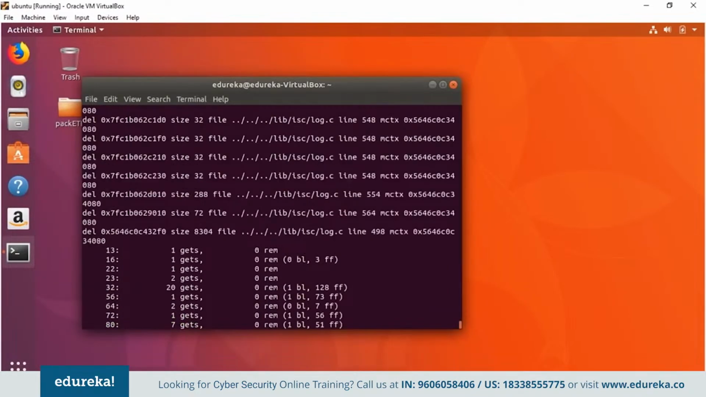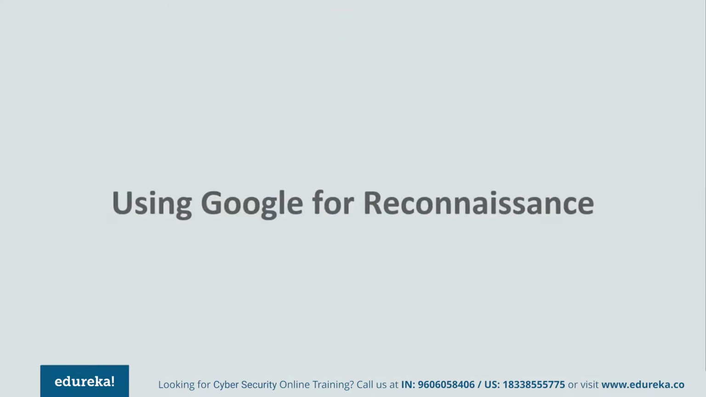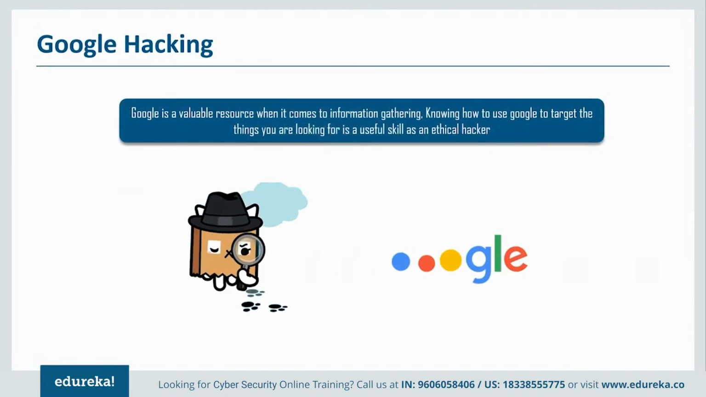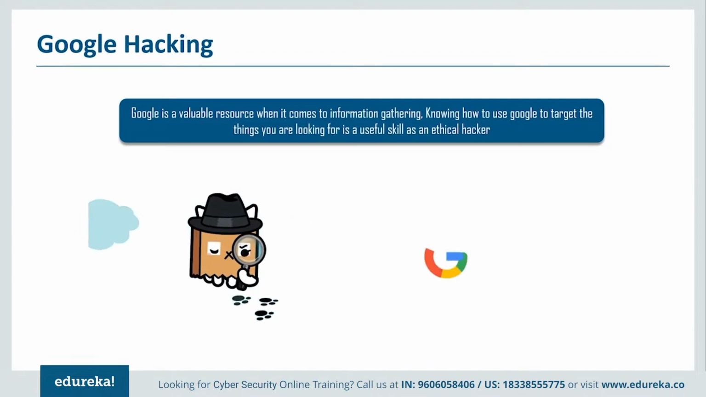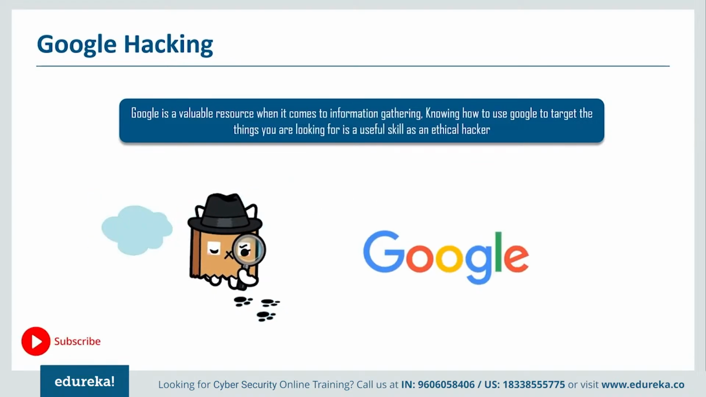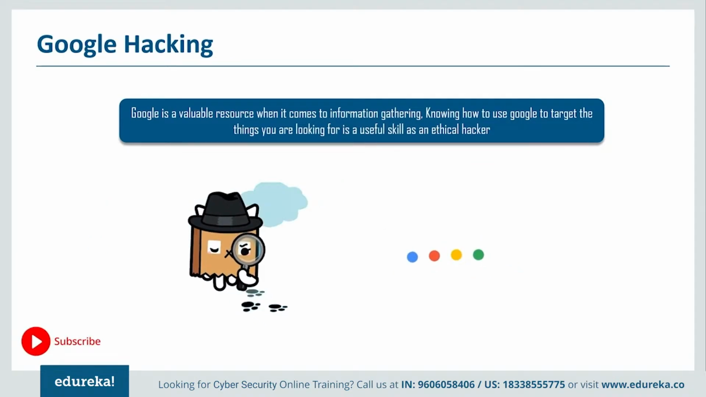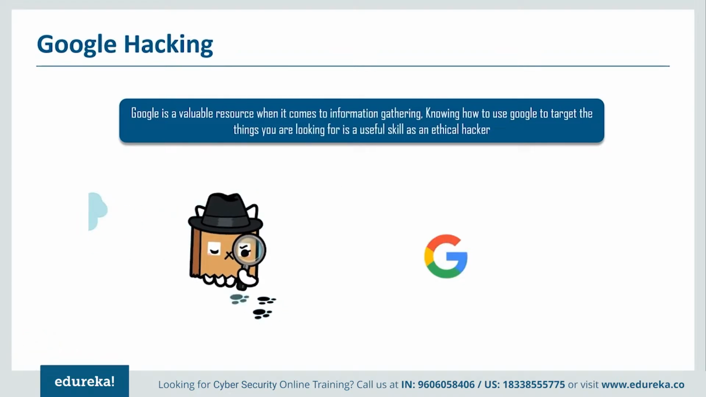Okay, so that was all about finding network ranges. Now moving on to our next topic, using Google for reconnaissance. Some people also call this Google hacking. If you know how to use Google to exactly target and find what you are looking for, Google is an excellent tool for reconnaissance purposes. And today I'm going to show you how you could use Google exactly for your searches.